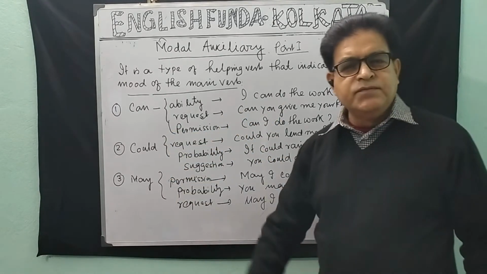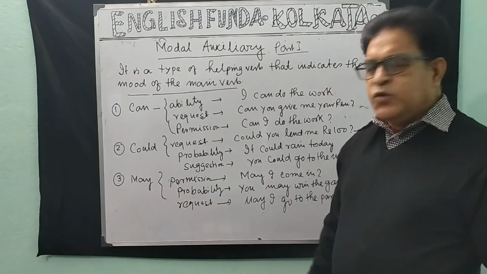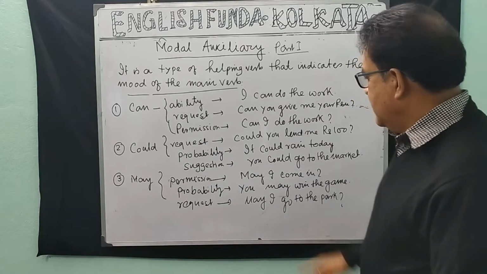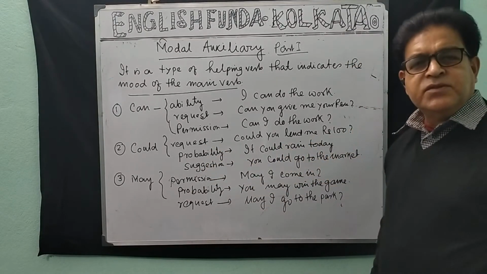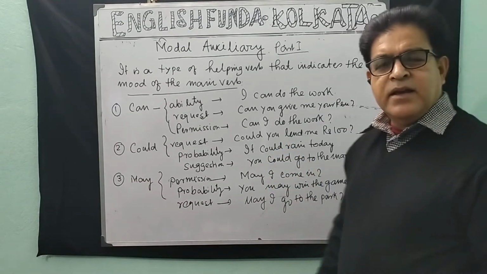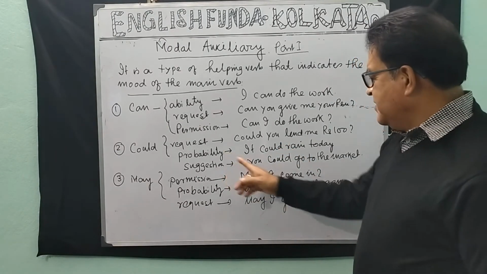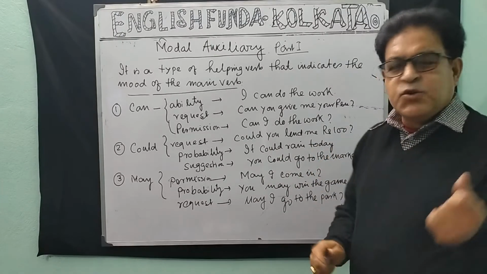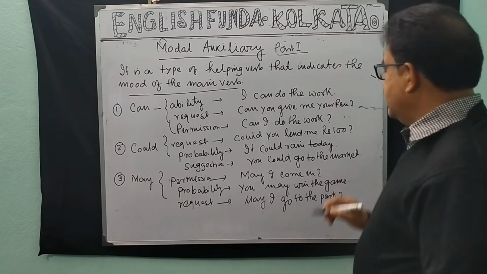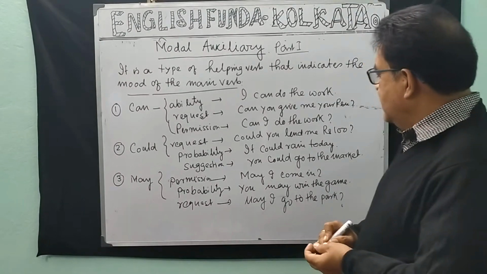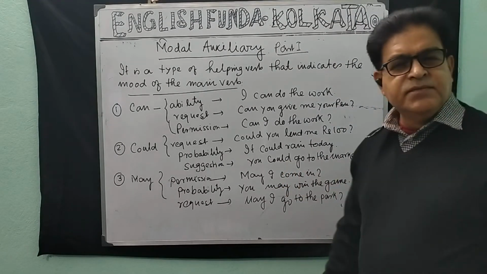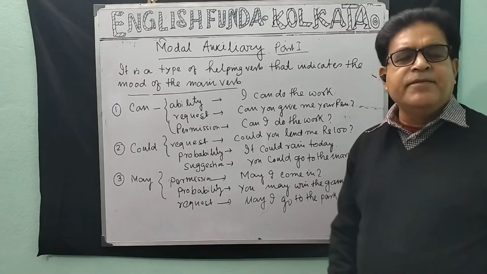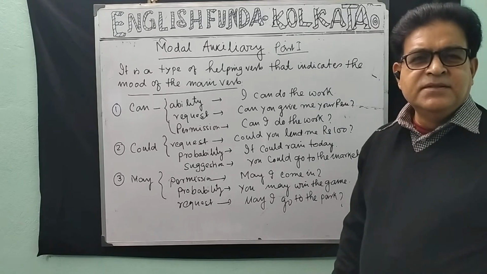Likewise, could, it could be used for request, probability, suggestion. Request, could you lend me rupees 100? আমাকে কি দয়া করে 100 টাকা ধার দেবে? Probability, it could rain today. আজকে বৃষ্টি হতে পারে। It could rain today. Suggestion, you could go to the market. তুমি বাজারে যেতে পারো। Or you could arrange a picnic. Okay.